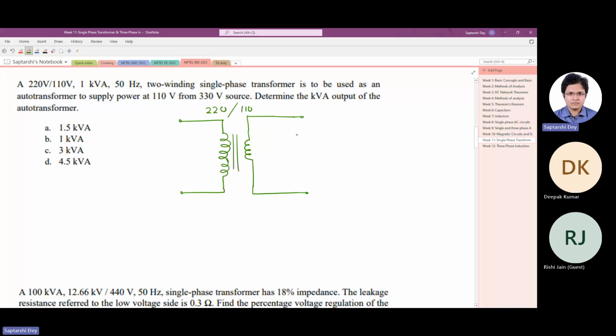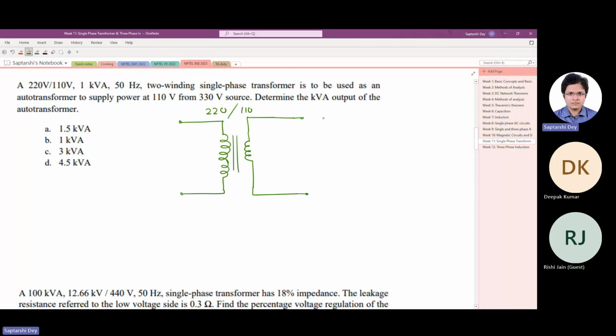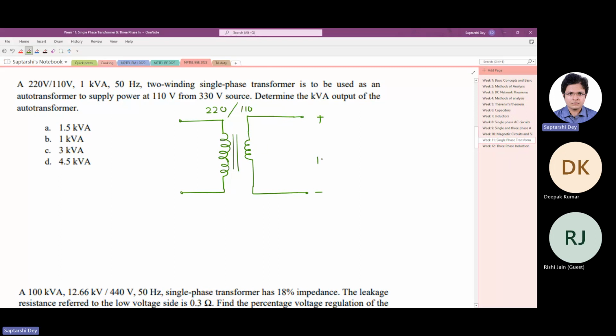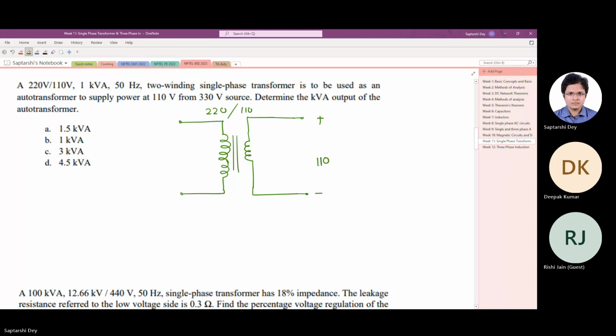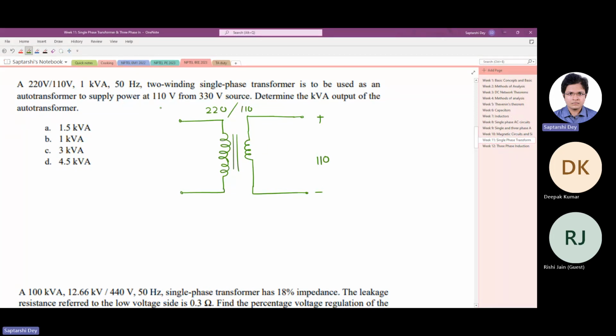So what we need is the 110 volt. Here this is going to be the input of the auto transformer. On the other hand, it should be 330 volts. So the 110 volt and 220 volt should be connected in series.